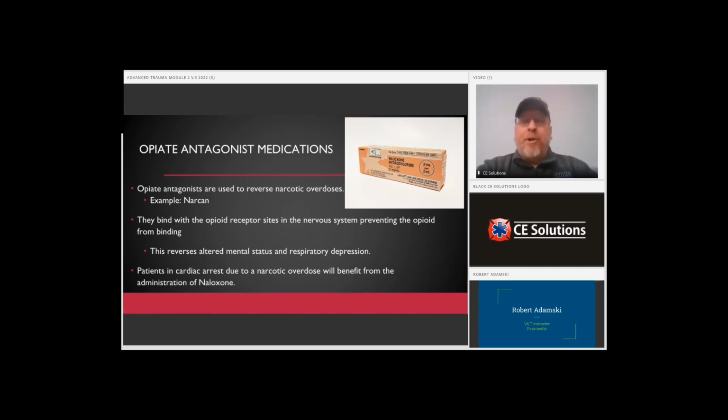In addition, you have patients that may re-narcotize because the half-life of naloxone or Narcan is a lot less than the duration of the effects of that drug, such as fentanyl. All right, so you may need to administer multiple doses of naloxone or Narcan.